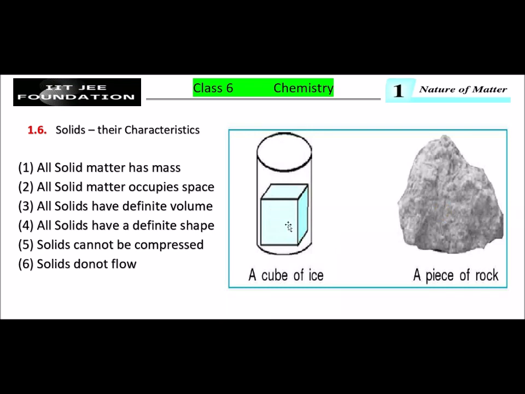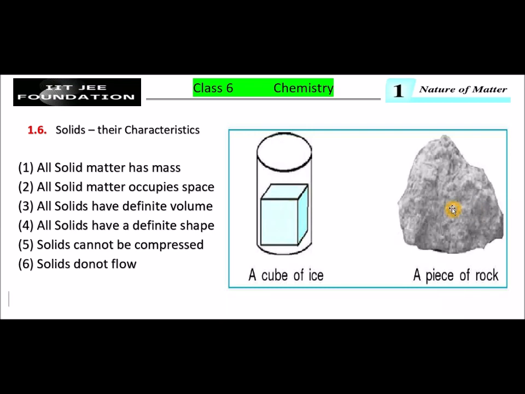Just observe, the ice cube can fit into this small tumbler, whereas the rock cannot fit into it. So this shows that the shape of the solid is rigid. The shape of the solid is rigid.